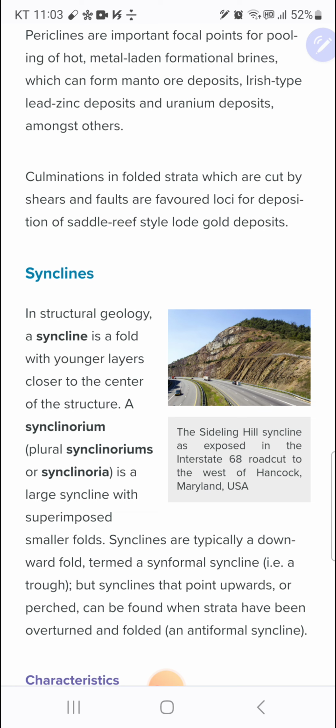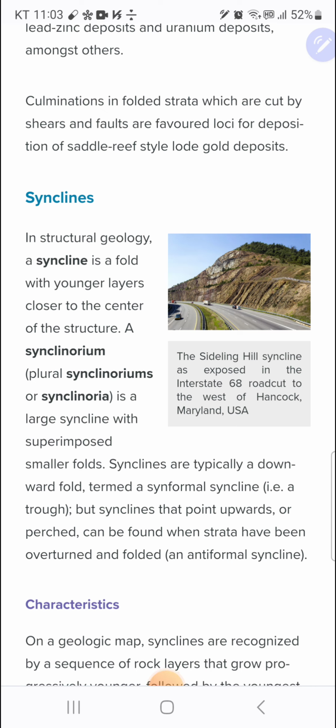Synclines. In structural geology, a syncline is a fold with younger layers closer to the center of the structure. Synclinorium, plural synclinoriums or synclinoria, is a large syncline with superimposed smaller folds. Synclines are typically a downward fold, termed a synformal syncline, that is, a trough.